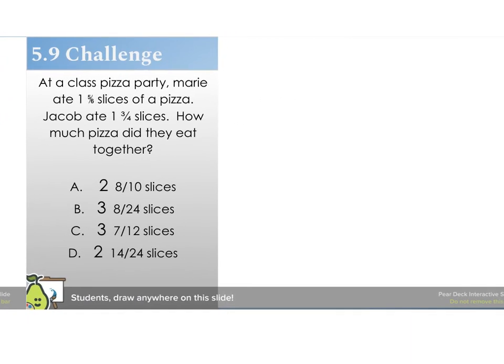Challenge question. It's actually pretty similar. At a class party, Marie ate 1 5/6 slices of a pizza. Jacob ate 1 3/4 slices. How much pizza did they eat together? So 1 5/6 plus 1 3/4. You need a common denominator.